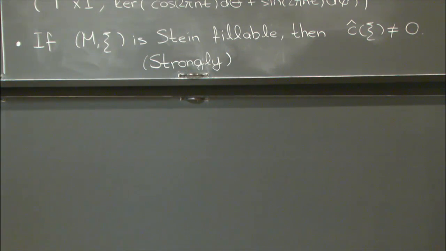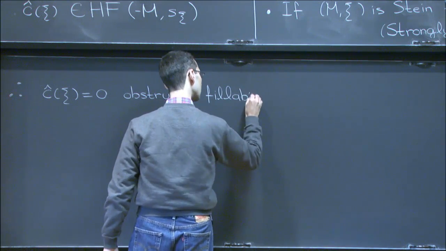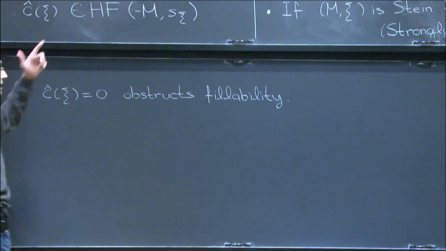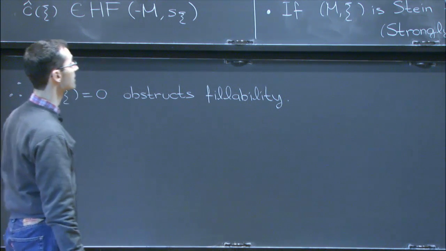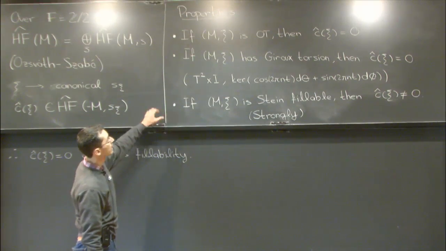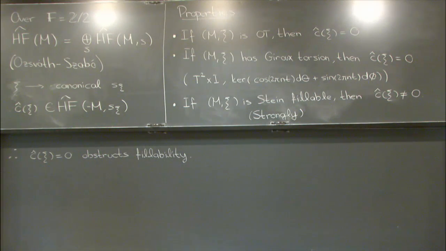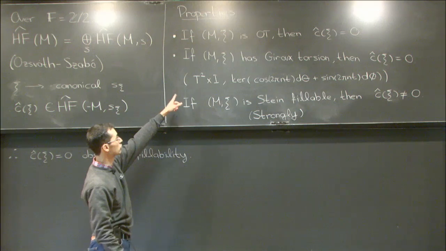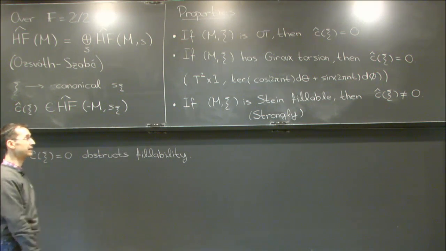And just from these properties, it follows that the vanishing of the contact invariant obstructs fillability. But you can see, at least from these properties, that the vanishing of the contact invariant relies on the fact that you have some embedded codimension 0 submanifold. In the case of overtwisted, you can think of the neighborhood of an overtwisted disk. And in the case of Giroux torsion, it's also a codimension 0 submanifold, which makes that vanishing happen.